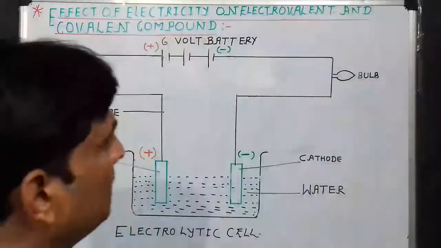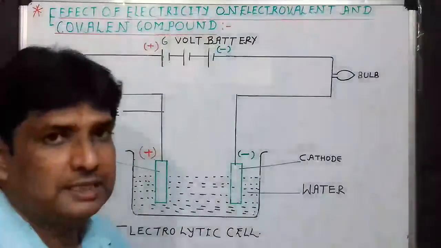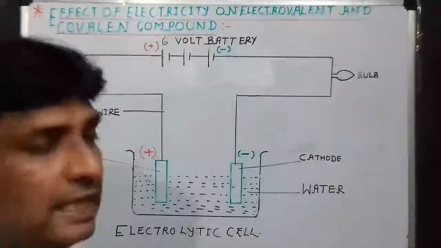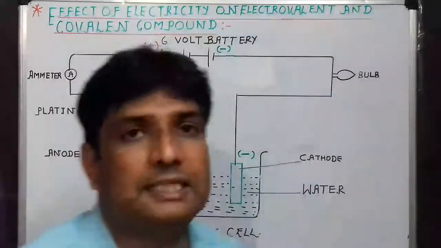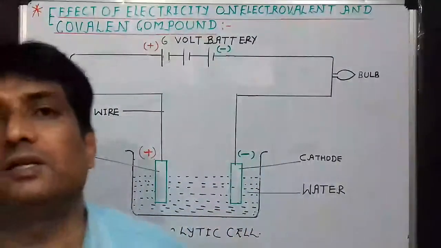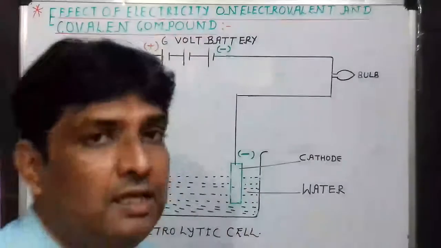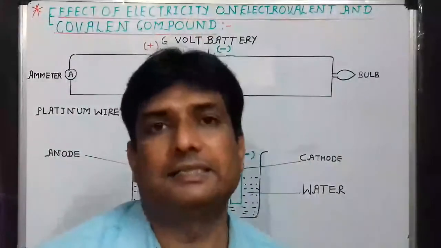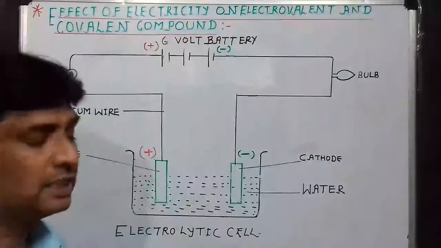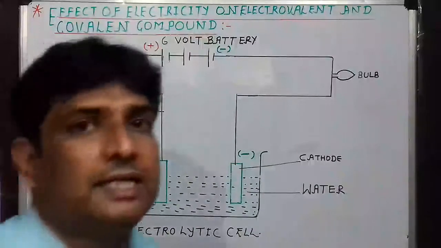It means that conduction of electricity occurred with the help of the electrovalent compound. So we concluded that the electrovalent compound conducts electricity because it has free mobile ions. Okay, so we concluded that the electrovalent compound conducts electricity.